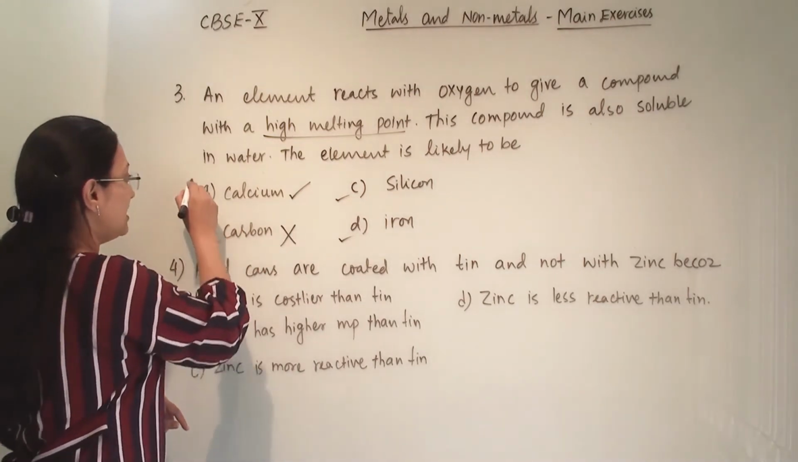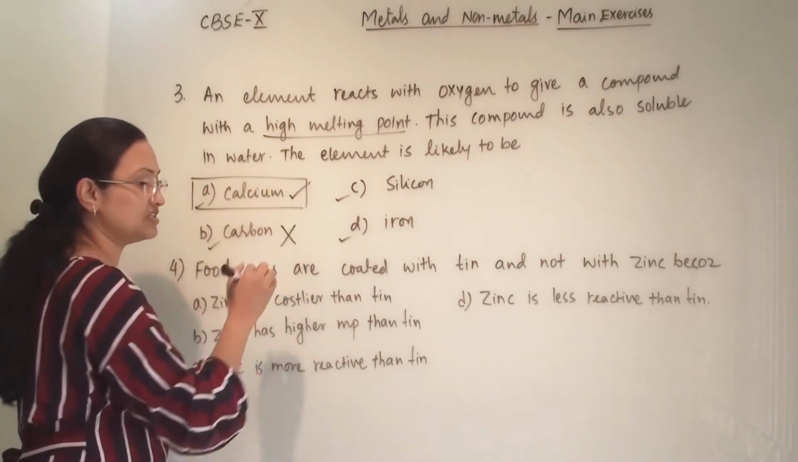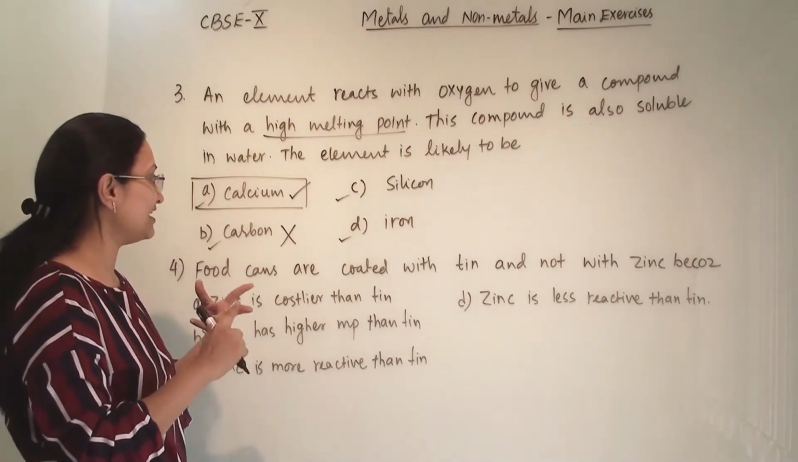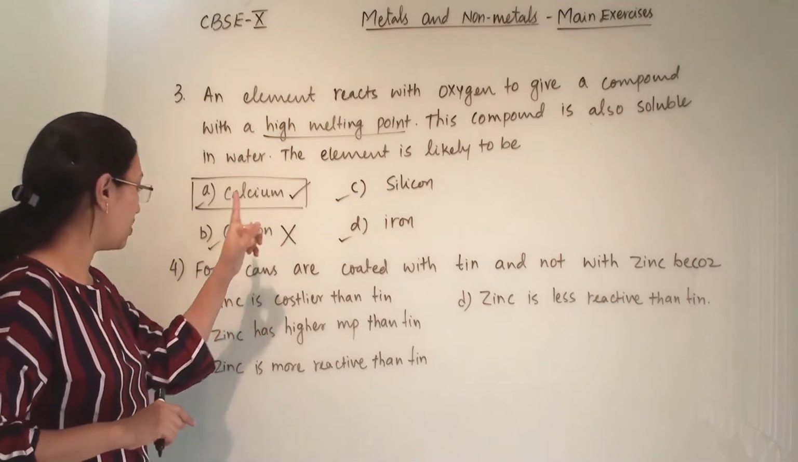So the correct answer is calcium, because it gives a compound which has a higher melting point, and second, it is soluble in the water.